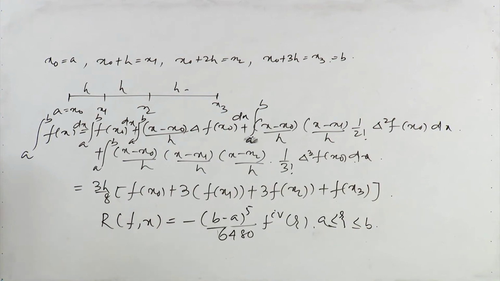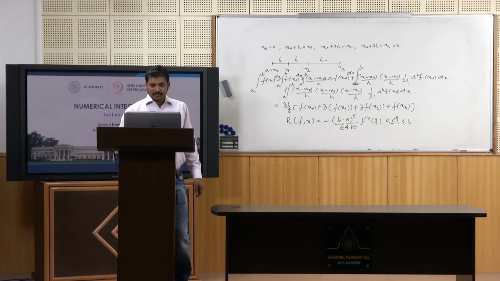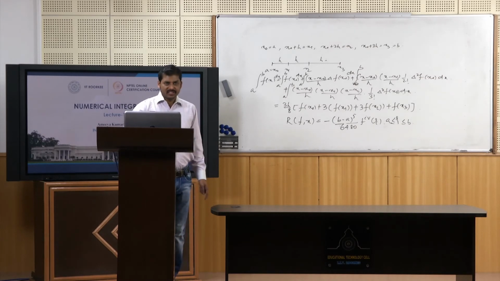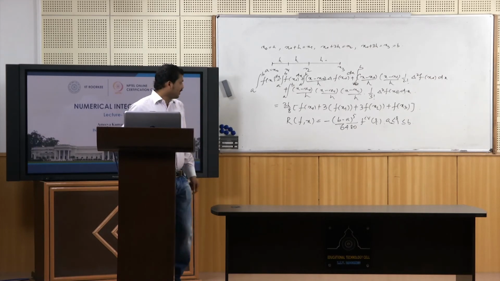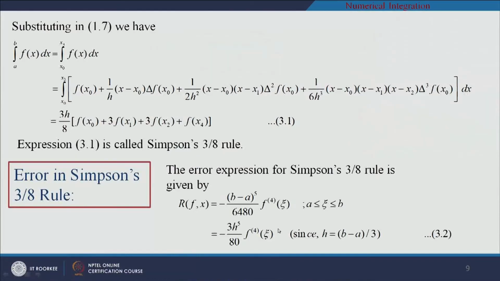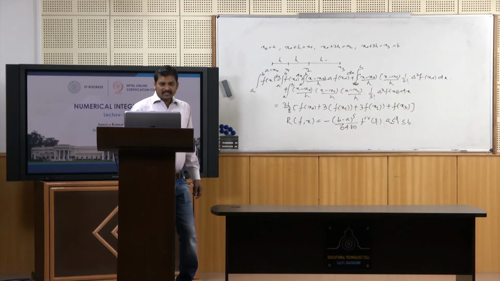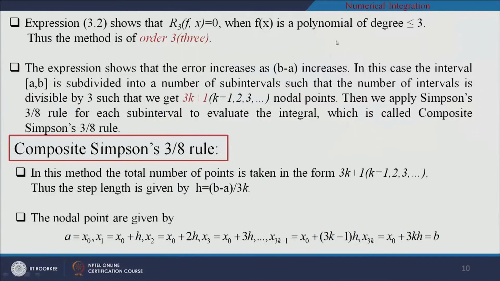And in terms of h, this can be written as minus 3 h to the power 5 by 80 f to the power 4 of zeta here, and h can be written as b minus a by 3 here. From this expression it is also shown that the order of approximation for the error is third order here also, since when f of x is a polynomial of degree less than or equal to 3, then R3 of f of x gives the 0 value.